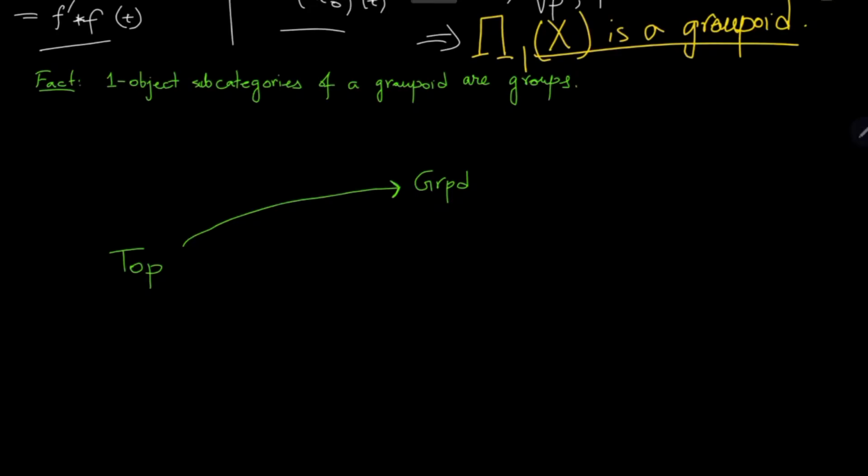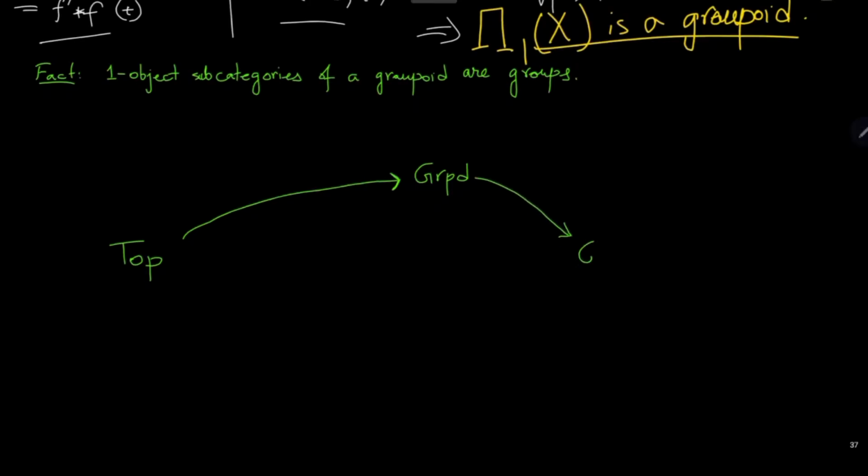So from this we can throw a morphism at the category of groups, GRP. So this is the morphism pi1. This is the fundamental groupoid. So it sends any space X to its fundamental groupoid pi1 of X.